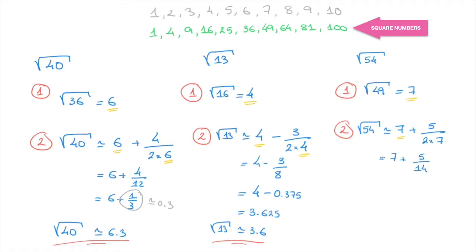And 5 over 14, well, that's not easy to calculate. But remember, we're approximating here, so let's make our lives easier. 5 over 14 should be pretty close to 5 over 15. And 5 over 15 equals 1 over 3, which is approximately equal to 0.3. So I can go ahead and write that the square root of 54 is approximately equal to 7.3. And once more, you can go ahead and check with your calculators, but if you round the square root of 54 to one decimal place, you'll find that it's equal to 7.3. And there we go. We now know a cool little trick for calculating the square root of a number. And that's it for this tutorial.